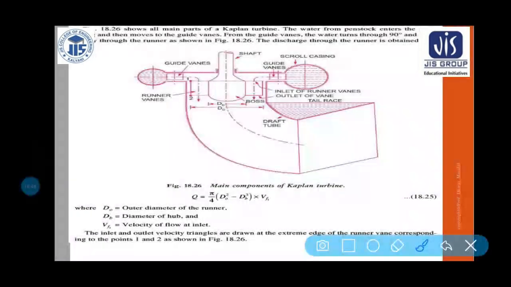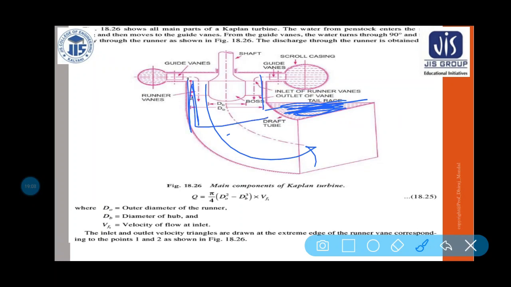Now this one is the tail race. The water is coming out into this tail race after travelling through the turbine blade. And up to this much the runner or the blade is travelling. Clear?